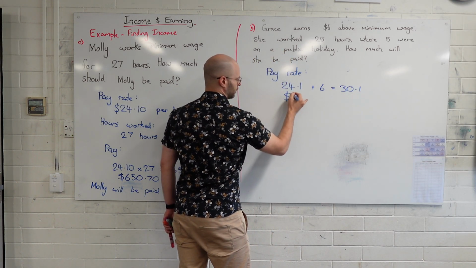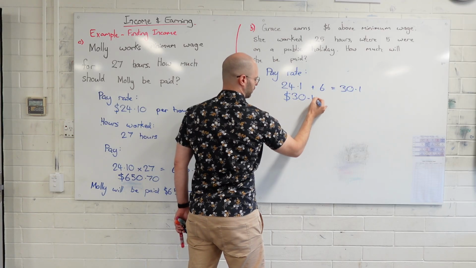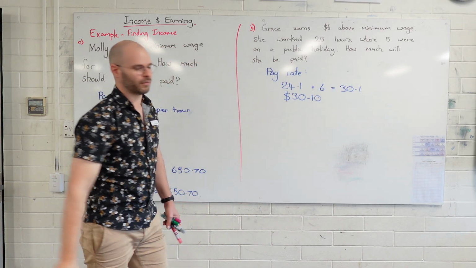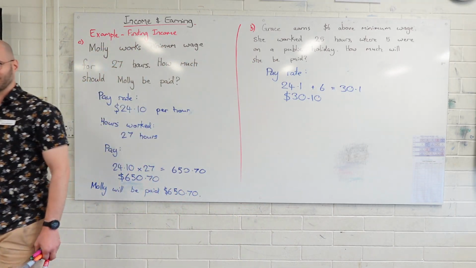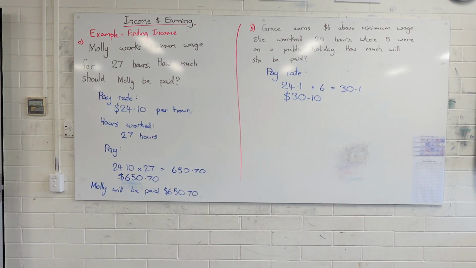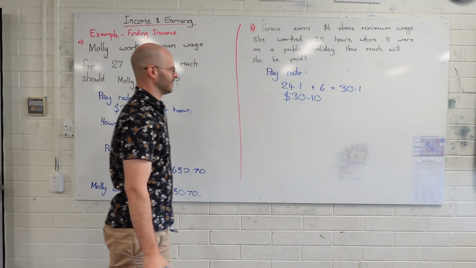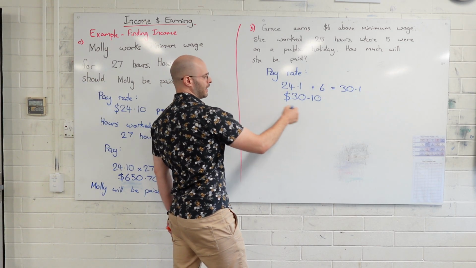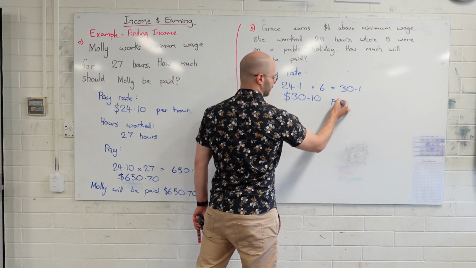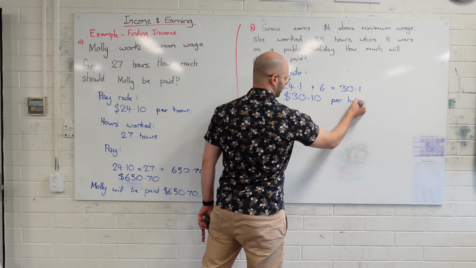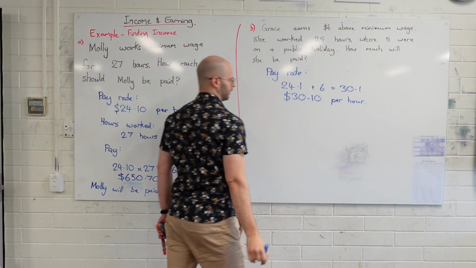So Grace has either got a very generous boss, she is an exceptionally good worker at a job, oh, she's a manager, or she's a master negotiator. She's been paid $6 above minimum wage. Okay, this is the pay rate per hour. Not everyone is going to be on minimum. Some people are going to be above.